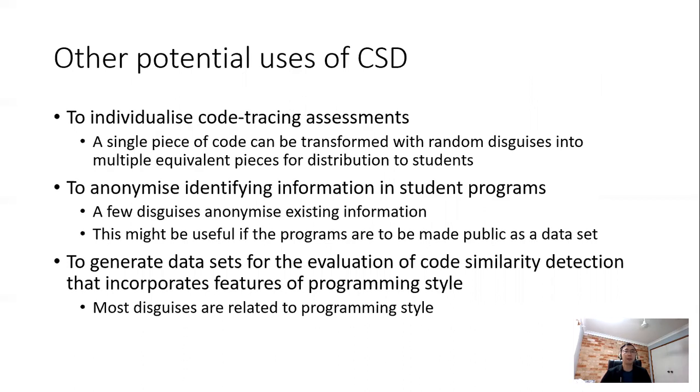There are three other potential uses of CSD. First is to individualize code tracing assessments. A single piece of code can be transformed with random disguises into multiple equivalent pieces for distribution to students. We can also use this tool to anonymize identifying information in student programs, because a few of the disguises anonymize identifying information, and this might be useful if the programs are to be made public as a dataset.